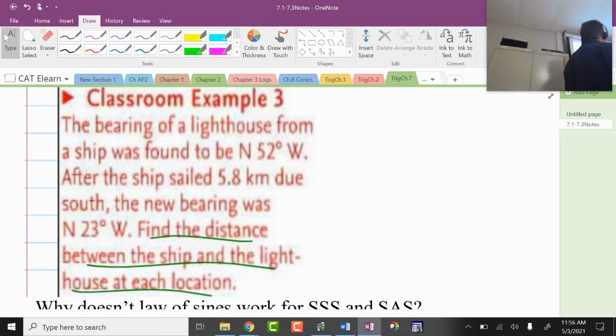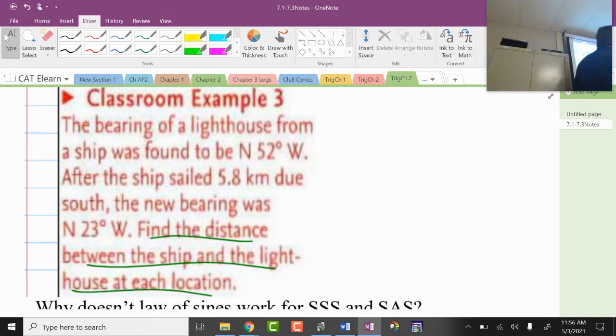The bearing of a lighthouse from a ship was found to be north 52 west. After the ship sailed 5.8 kilometers due south, what kind of line do I need? A vertical or a horizontal? Now you need a vertical. The bearing was north 23 west. Let's go back up to this.